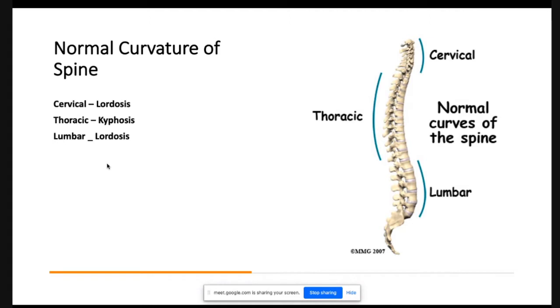See, in the normal, the cervical spine has a shape. We call it lordosis. This is a normal curvature of the spine: cervical lordosis, thoracic kyphosis, and lumbar lordosis. So this is the normal appearance or the normal curvatures of the spine which is present in healthy individuals.